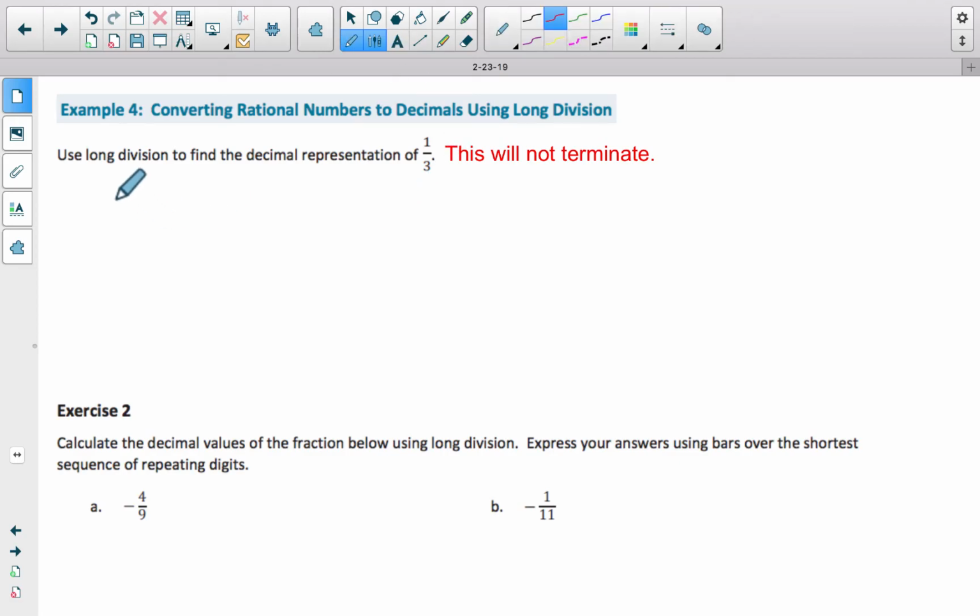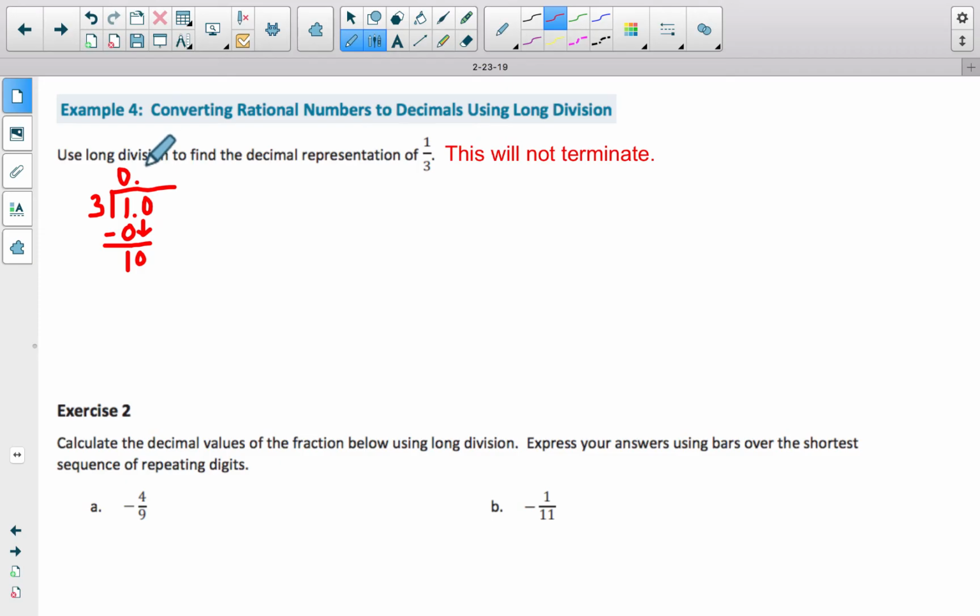What we are going to do is we are still going to put the denominator, the divisor, on the outside, and the numerator, which is the dividend, on the inside. Now, 3 goes into 1 0 times. 3 times 0 is 0. You subtract, you get 1. You're going to add a decimal and bring down the 0 because we have a remainder.